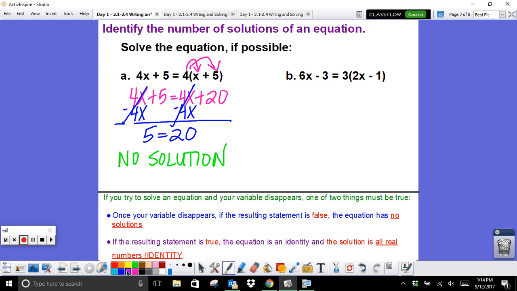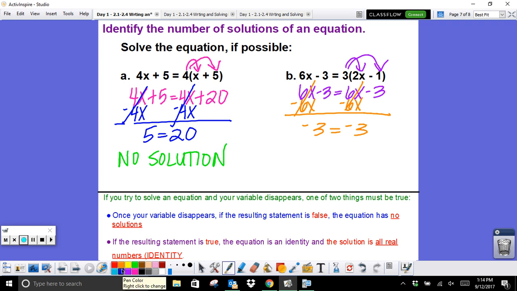Okay, let's look at this next one. So I'm going to distribute this 3. So I have 6x minus 3 equals 6x minus 3. Right? I'm going to start working this out. Again, it's going to make more sense if you can just get your x's together first. So I'm going to subtract 6x on both sides. Those actually end up canceling out on both sides. So I have negative 3 equals negative 3. Notice our variables completely disappeared. So now I have to decide, is this true or not? Okay, well yes, negative 3 does equal negative 3.